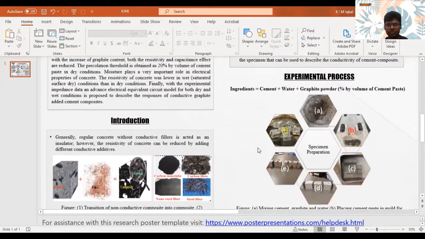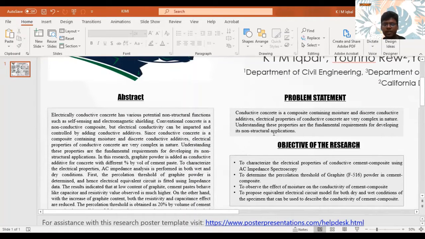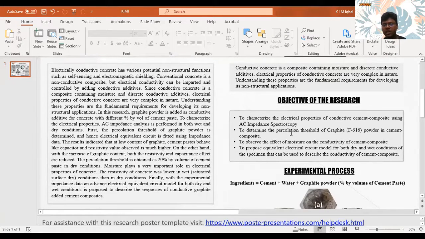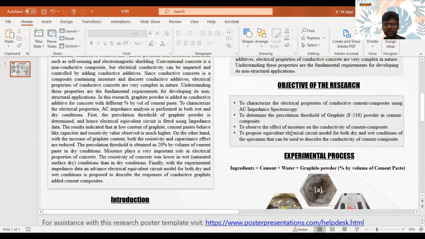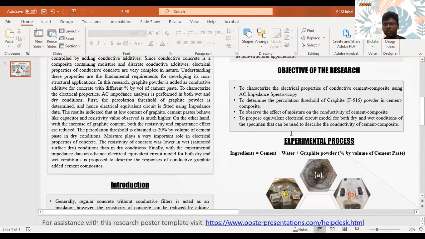The problem statement of our research is that we need to understand its electrical properties, because we need to apply it in several non-structural applications. For this reason, our objective is to characterize the electrical properties using AC impedance spectroscopy. We determine the percolation threshold, observe the effect of moisture content, and finally form an equivalent circuit.